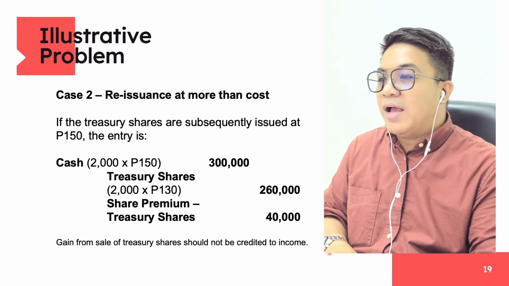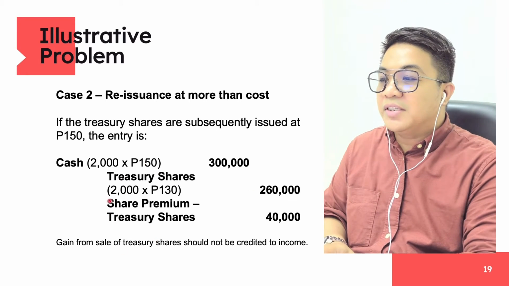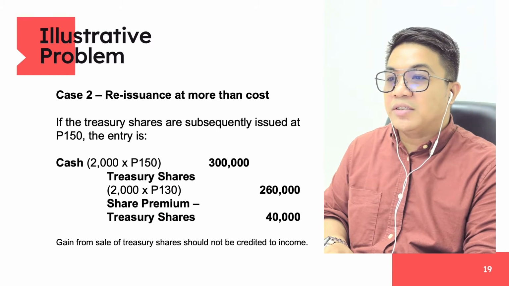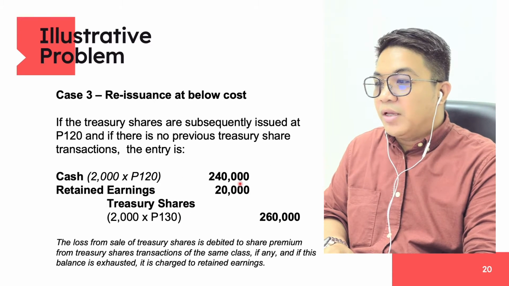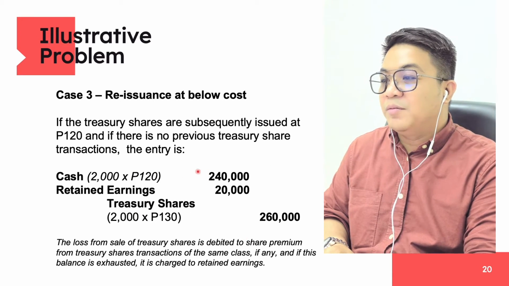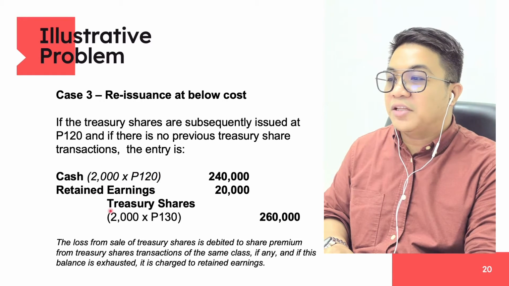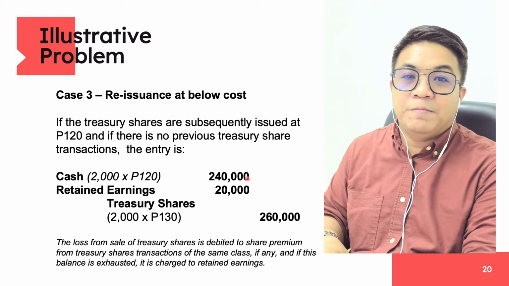Okay? So, what will happen naman kung below cost? Kasi dito, above cost siya, we recognize this new account, share premium dash treasury shares. So, what will happen kung below cost naman? We will recognize parang loss siya, no? But a reduction doon sa retained earnings. Kasi yung normal balance ng retained earnings natin is nasa credit. So, we debit that one, no?